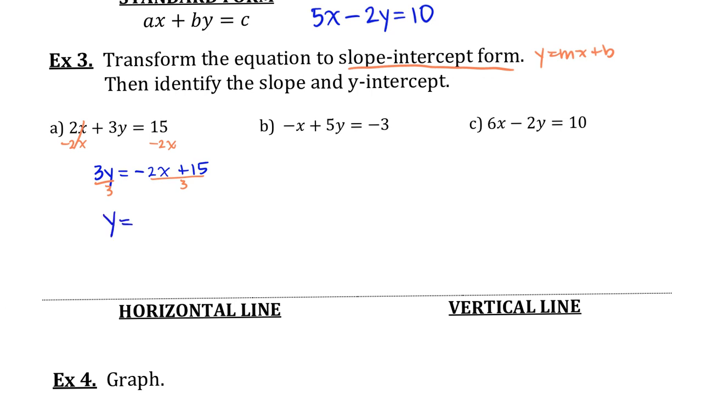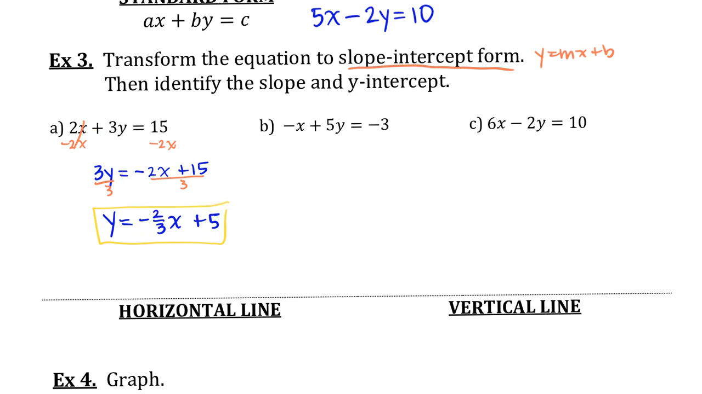Y equals, if I do negative 2x divided by 3, I get negative 2/3 x. If I do 15 divided by 3, I get positive 5. Okay, now this is slope-intercept form. And again, why do we like this? Because I can graph it. My y-intercept is positive 5. My slope is negative 2/3.